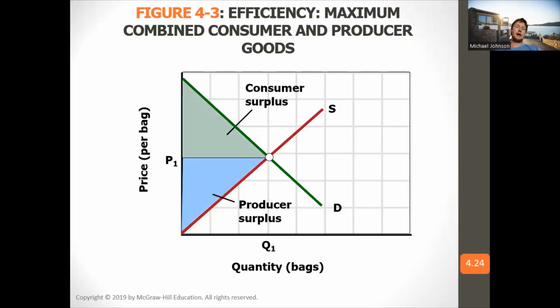So consumer surplus. The consumer surplus is the triangle. You have to calculate the triangle area there, and then producer surplus is the triangle area there. To calculate triangle area, it's the base times height divided by 2. So make sure to use that equation to calculate the triangle area there.